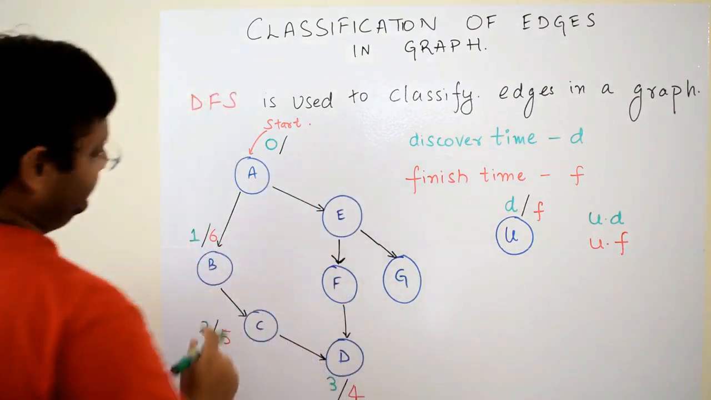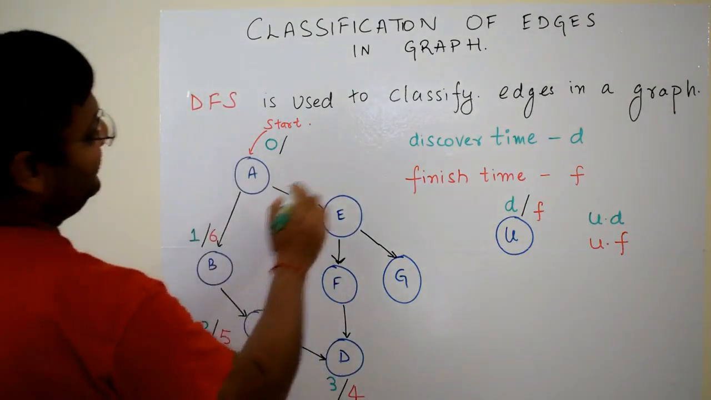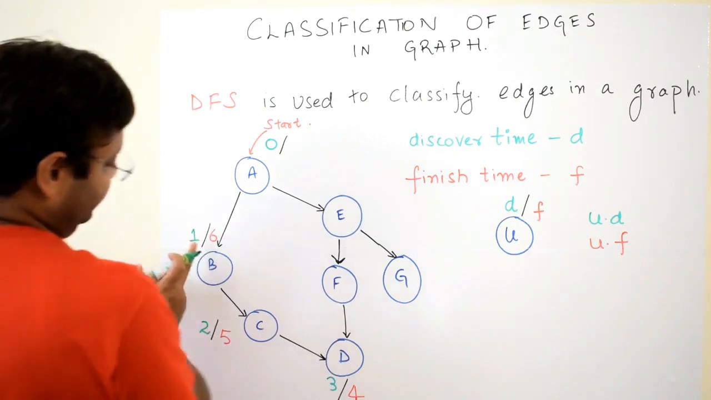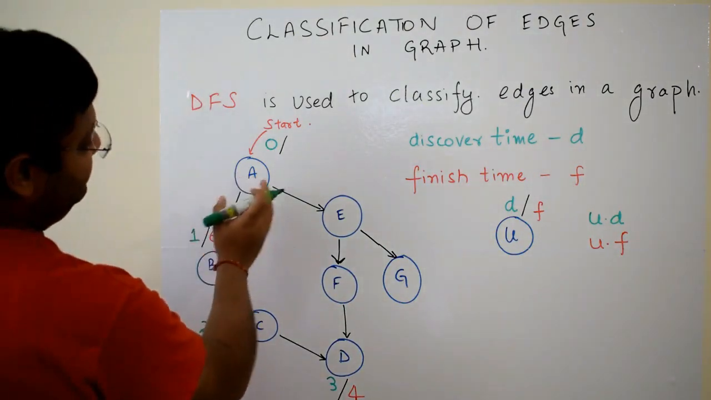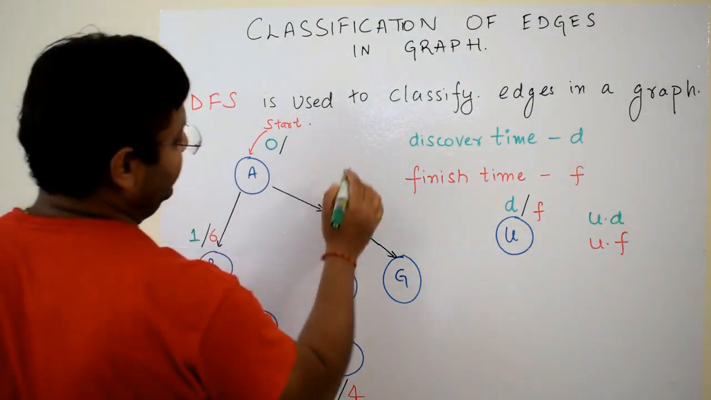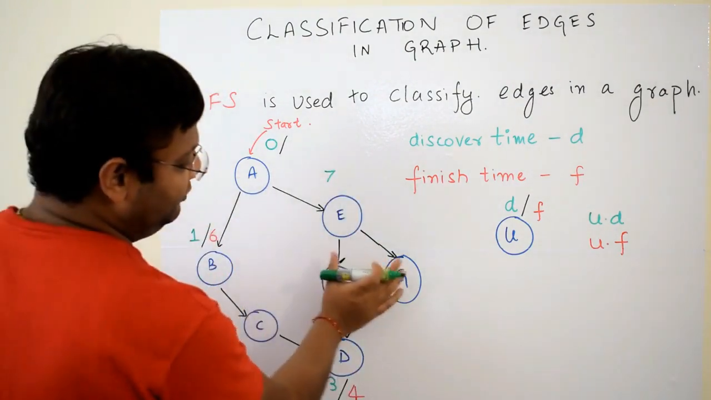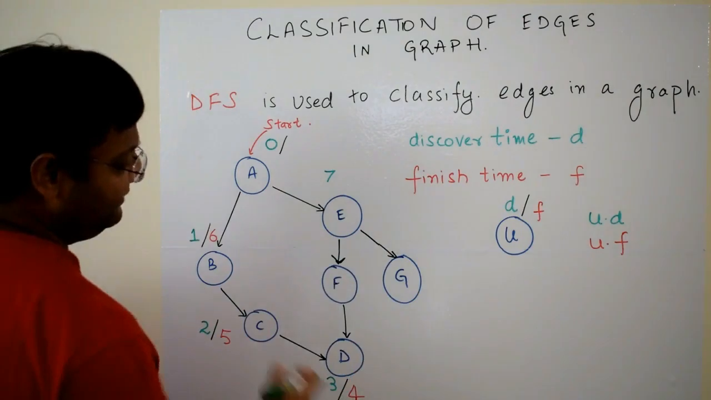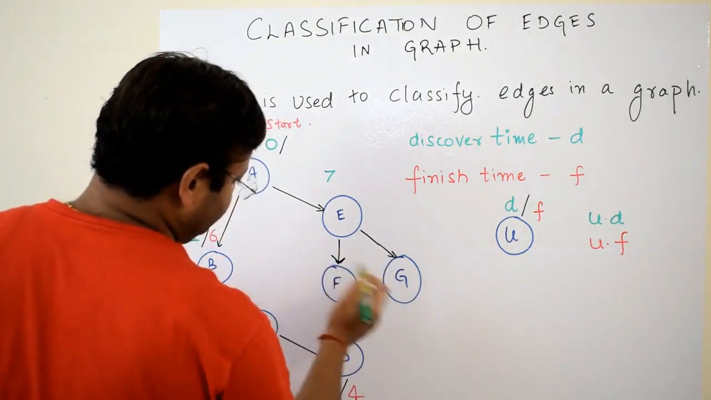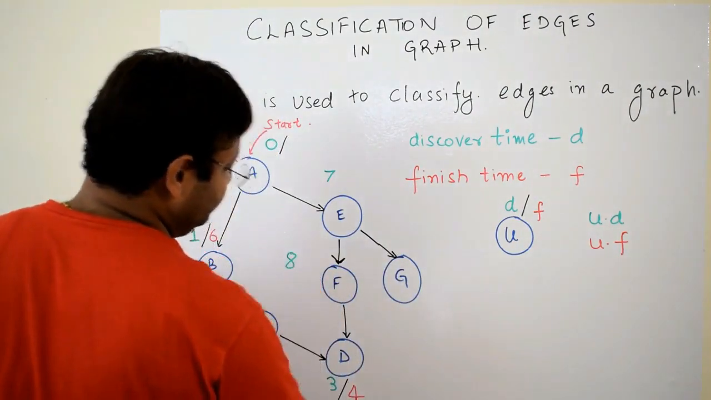At which time have we encountered E? Because we went here at 6, after 6 we just went to this E at 7. From E again there are 2 branches, G or F. You can take any branch you want. Now suppose I came to F, so it's 8.